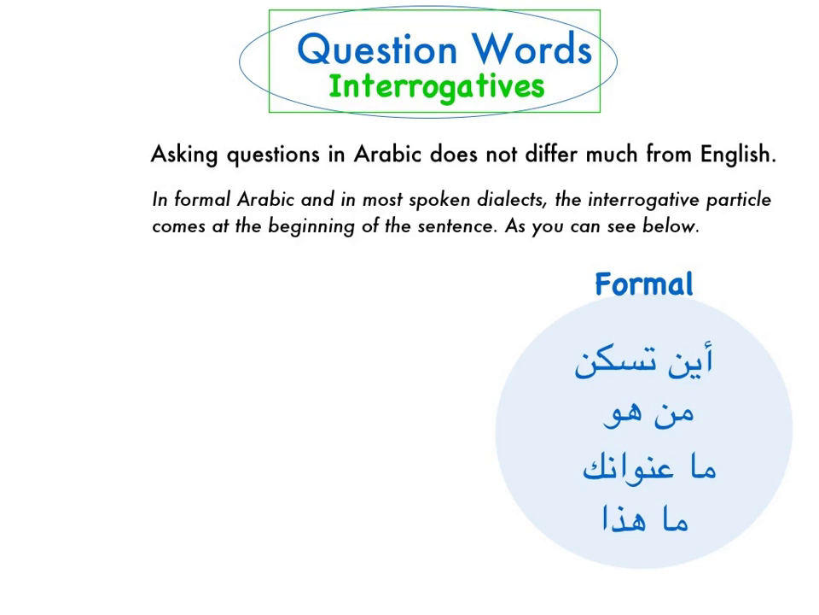أين is used to ask about place. It's kind of where. So أين تسكن. Where do you live? In Arabic is made into أين تسكن. من is used to ask about a person. من هو? Who is he? ما عنوانك. ما, what? What is your address? عنوان is address. عنوانك, your address. ما هذا. Again, ما for thing. What is this? هذا, this.